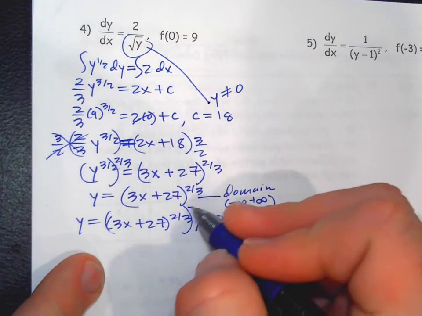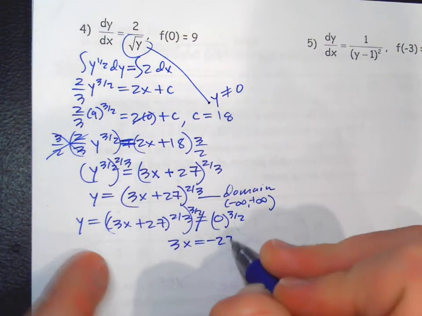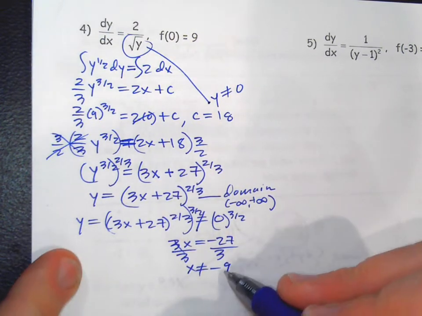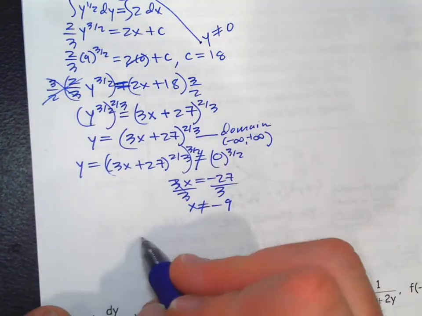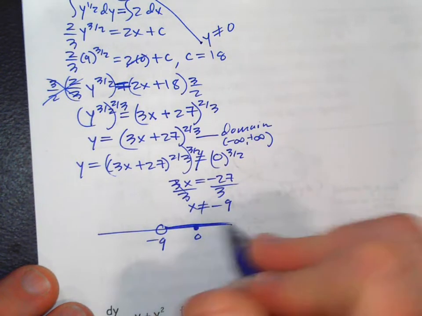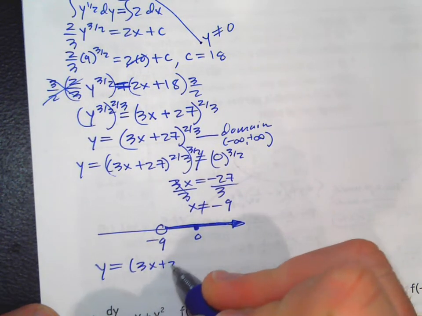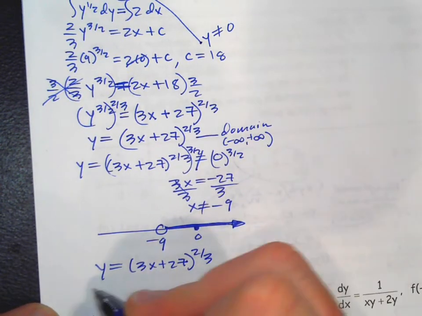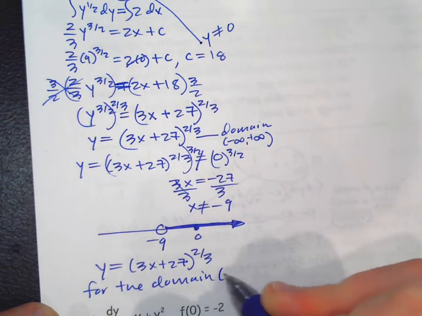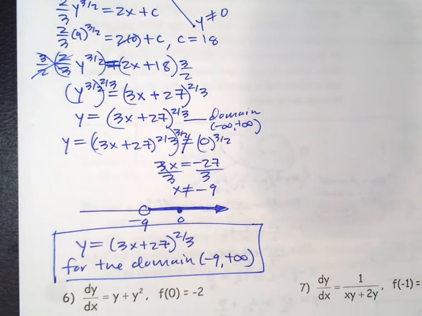So we're gonna raise both sides to 3/2. And subtract 27 both sides and divide by 3. So x cannot equal -9. When x equals -9, y equals 0. That's what we can put in our number line, -9. The initial condition is right here is 0. That's your domain picture of it. So your final answer is 3x plus 27 to 2/3 for the domain -9, positive infinity. Got to give the domain.